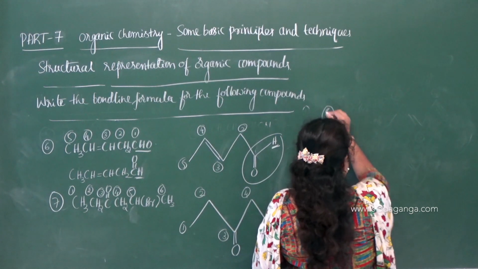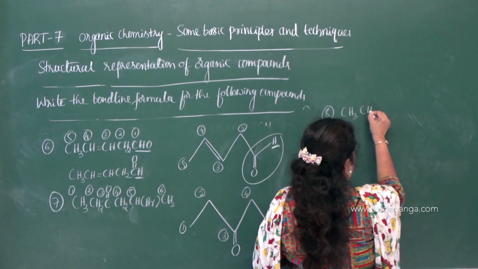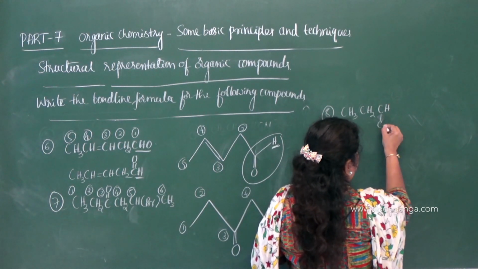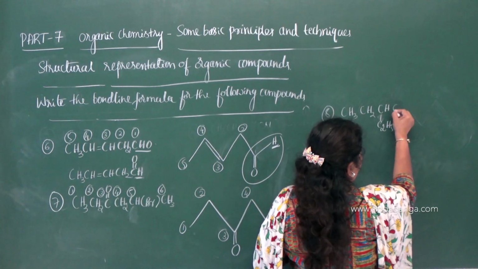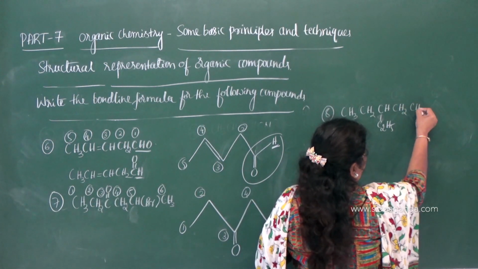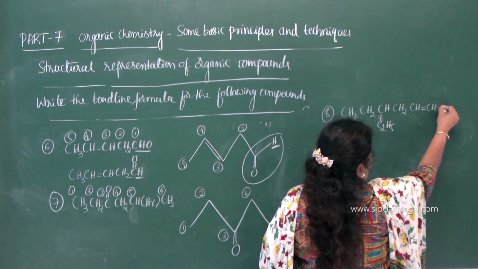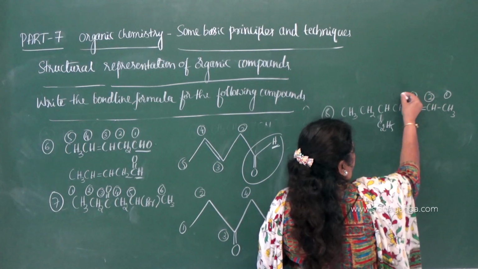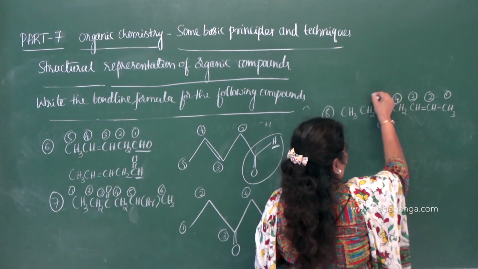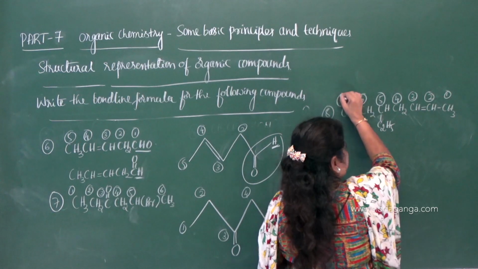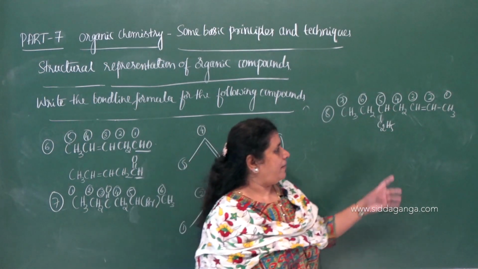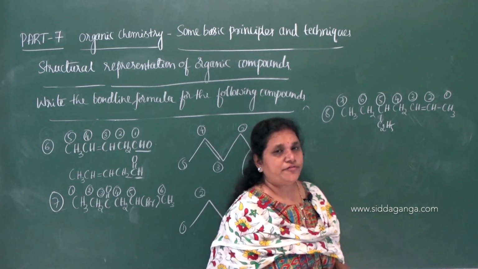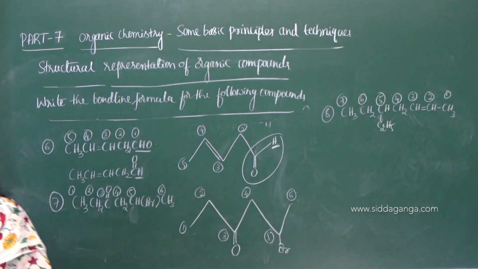So the eighth one: CH3, CH2, CH, C2H5, CH2, CH double bond CH, CH3. 1, 2, 3, 4, 5, 6, 7. 7 carbon atoms. Between the second and third we have a double bond, and at the fifth carbon we have C2H5.